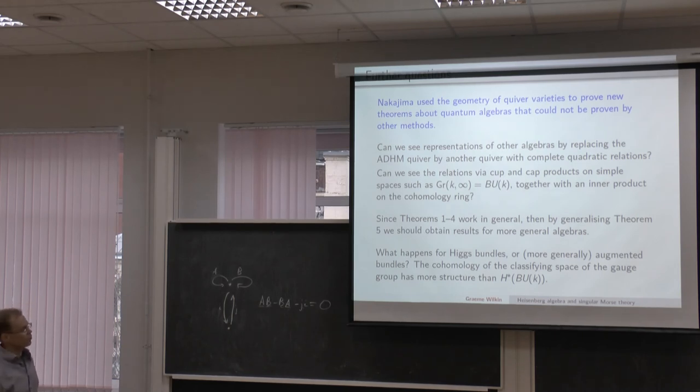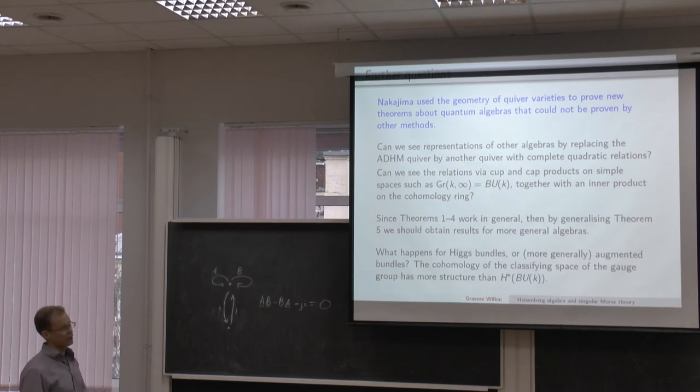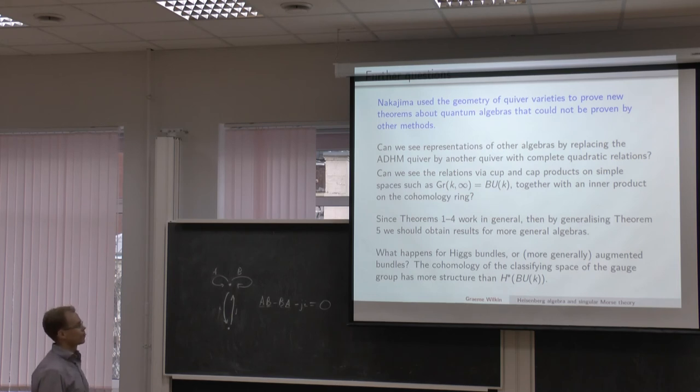One is, can you see representations of different algebras just by replacing the ADHM quiver with another quiver? That's a natural thing to do. Of course, the last theorem, theorem 5, needs to be generalized to do that. And if you do that, maybe you can see the relations using cup and cap products on simple spaces, using some inner product to relate homology and cohomology. So by generalizing theorem 5, we might be able to do this for more general algebras.